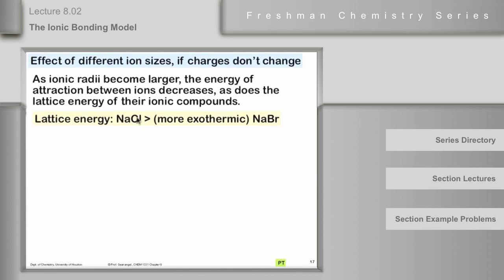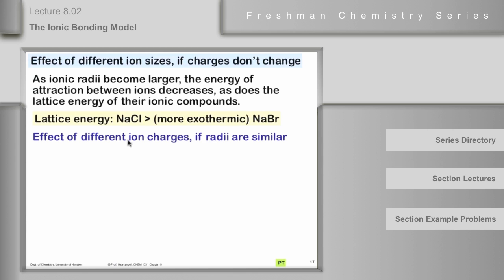The lattice energy of sodium chloride is greater, that means more negative or more exothermic, than that of sodium bromide. The sodium is the same in both cases. The chloride is smaller than the bromide. So that means in the sodium bromide expression, you'll have a larger denominator, which will make the lattice energy less negative. Okay? So that's the effect of the ion size. It causes D to be larger or smaller.